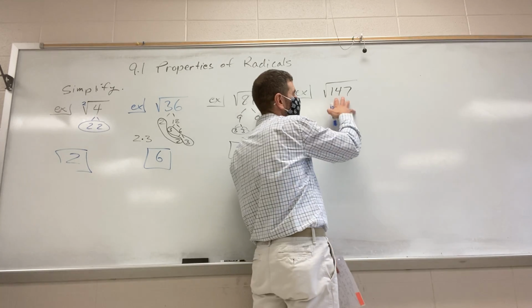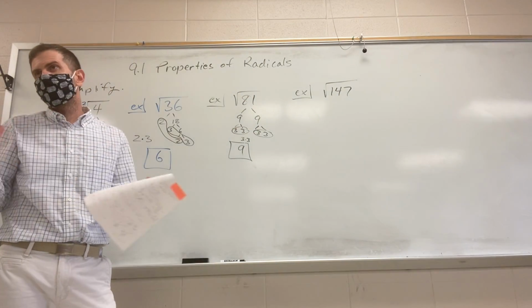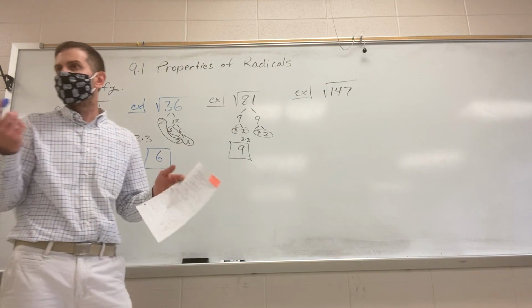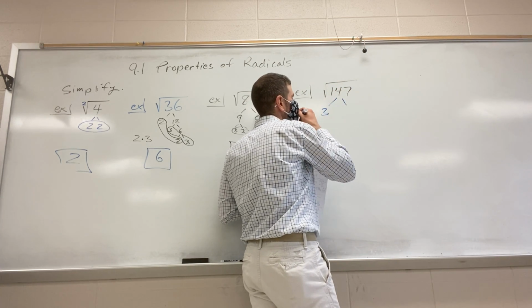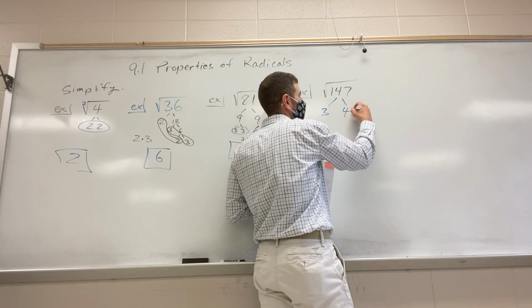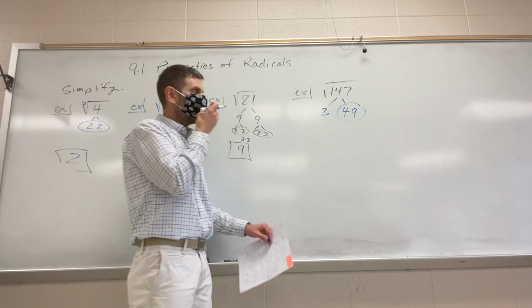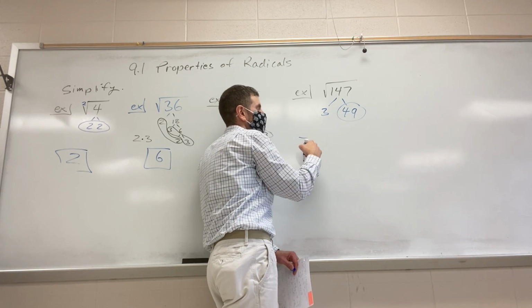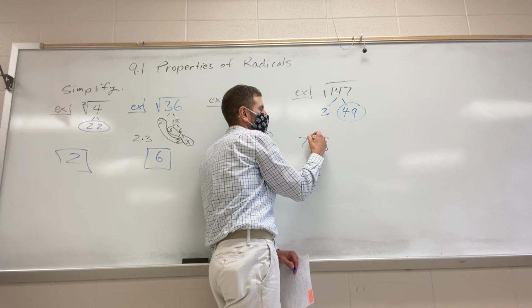Does 9 go into this? No. Okay, no? Well, shoot. Let's just try 3. Does 3 go into it? Yeah, 3 does. 3 and what? 49. Oh, dang, look at that. 49 is a perfect square. So the answer is going to be 7, because what's the square root of 49? 7. And then what's left over? 3. A 3.